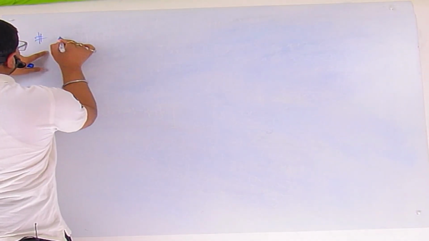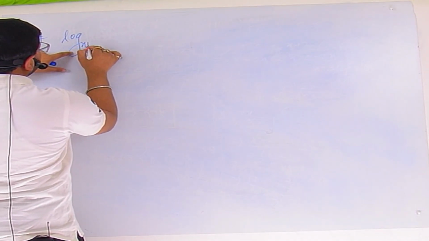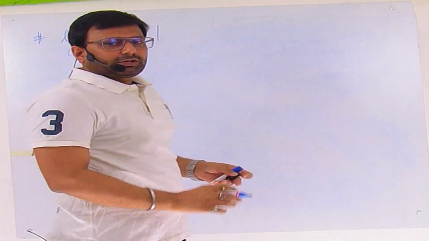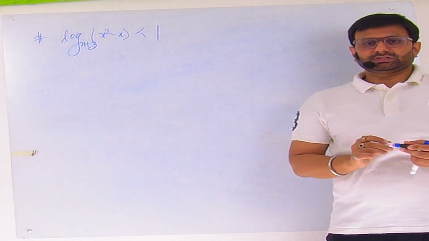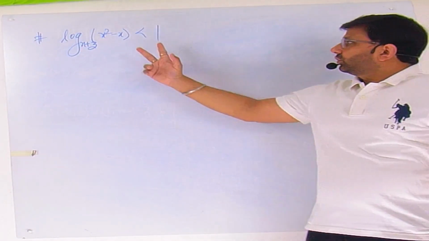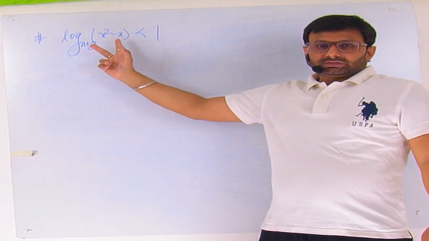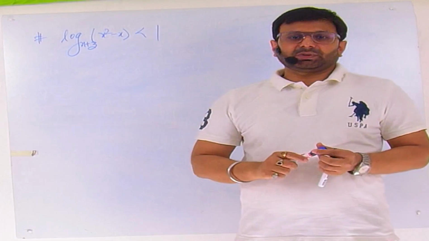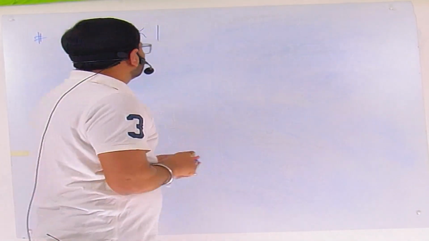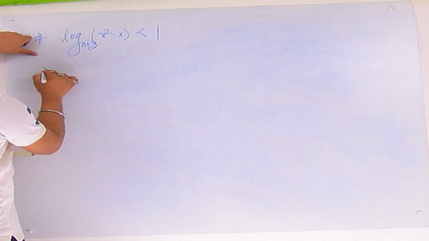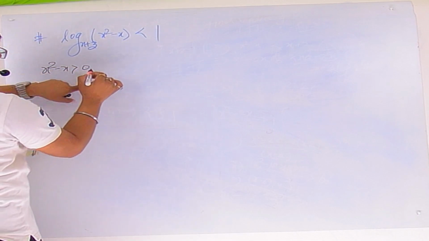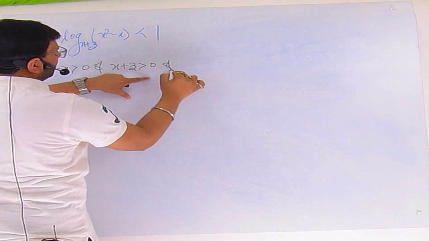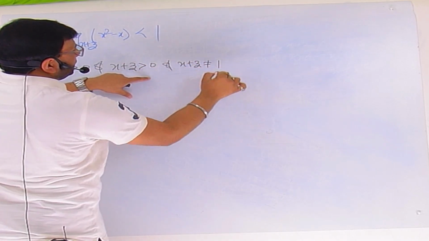So here the next question is again log with base x plus 3 of x square minus x, less than 1. Now tell me again how to solve this question. This question is again a very simple question. Before solving this logarithmic inequality, first you have to define this expression. For defining this expression, you have to write 3 conditions: x square minus x must be greater than 0, and x plus 3 must be greater than 0, and x plus 3 should not be equal to 1.